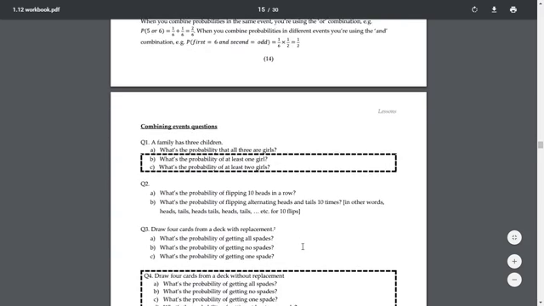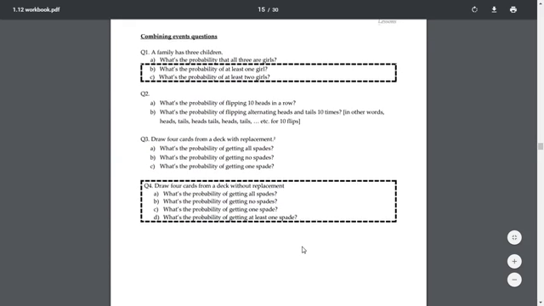Awkward. On the next page are combining events questions. Some of them are extension, but if you're up for it, I recommend that you give them a go. Actually, just give them a go. I mean, even if you get stuck, what have you lost? Give them a go.